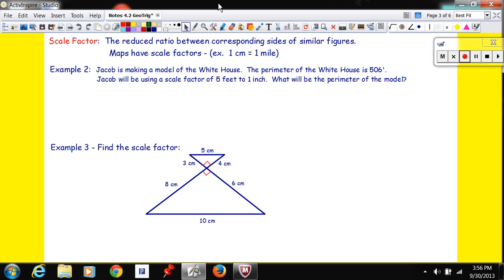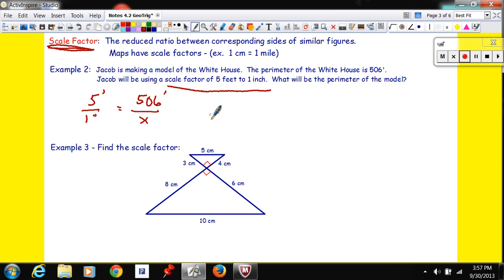Okay, we talked about scale factor on our notes today, so you don't need to rewrite that. Scale factor is the reduced ratio, so Jacob is making a model of the White House. The perimeter of the White House is 506 feet. Jacob will be using a scale factor of 5 feet to 1 inch. So 5 feet over 1 inch. And he's got 506 feet for the White House. We want to know how many inches that would be on his model. How many inches on his model would that be?